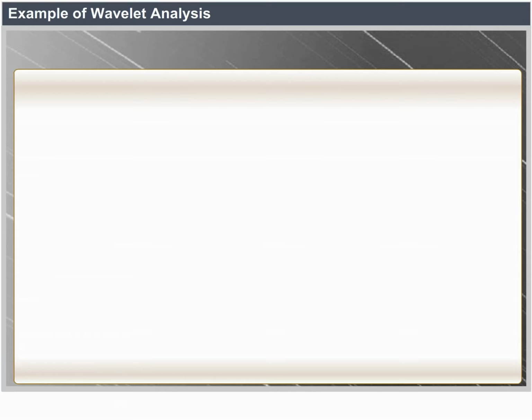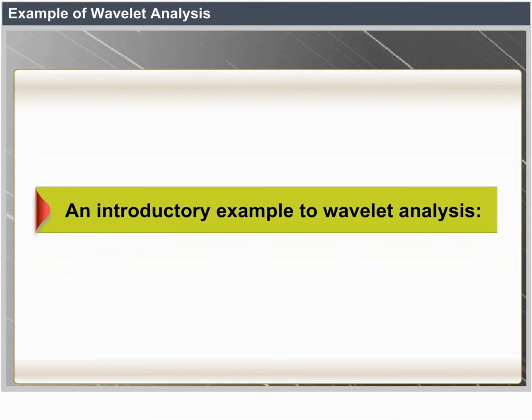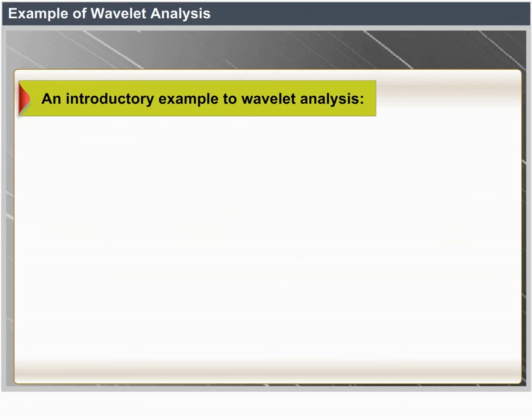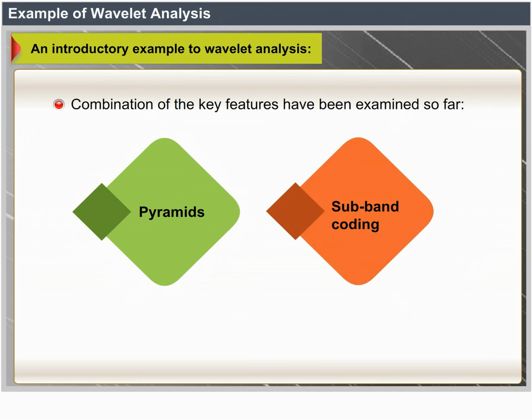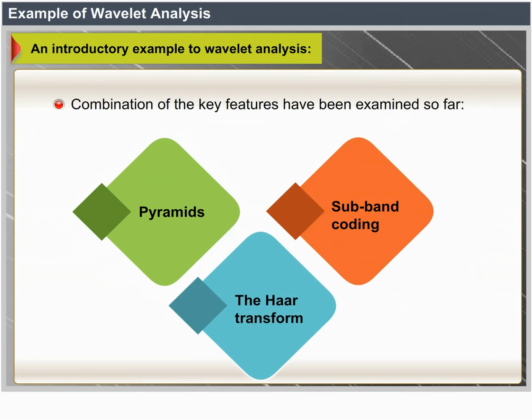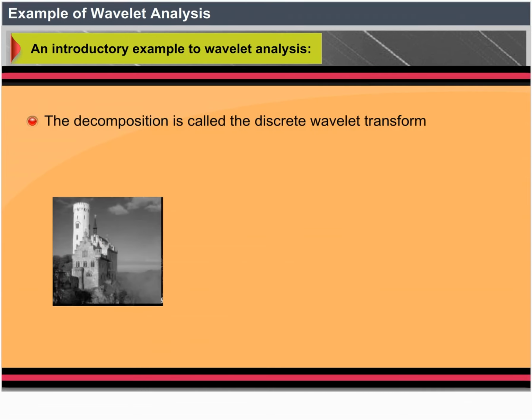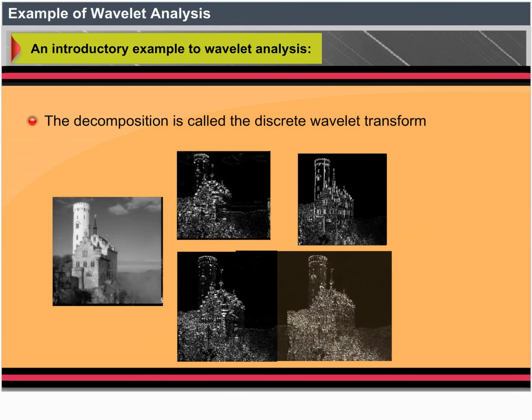Example of wavelet analysis. An introductory example of wavelet analysis. Combination of the key features examined so far: pyramids, subband coding, the Haar transform. The decomposition is called the discrete wavelet transform.